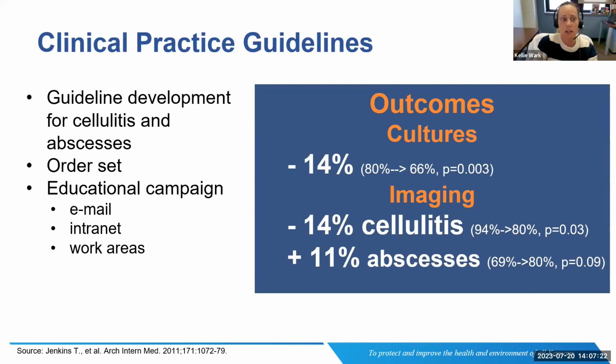Additionally, it decreased unnecessary imaging, so people weren't ordering CTs as much. For people presenting with cellulitis, it reduced CT and MRIs by 14%, whereas for those that looked like abscesses, they more appropriately did get the imaging. Next slide.